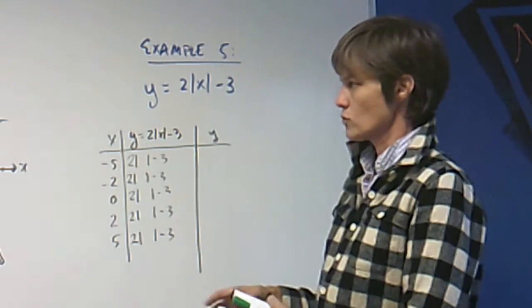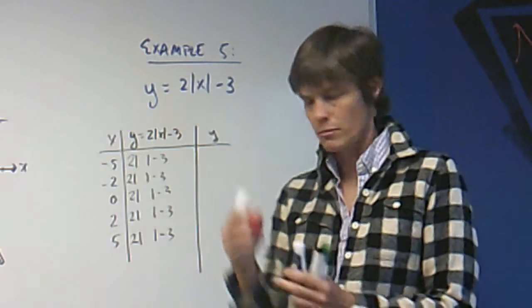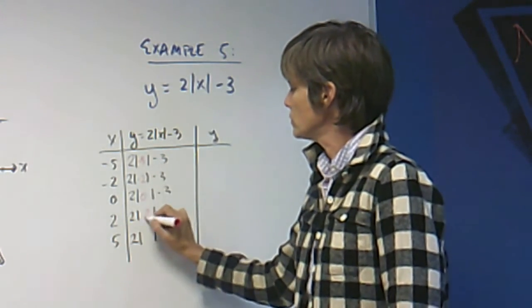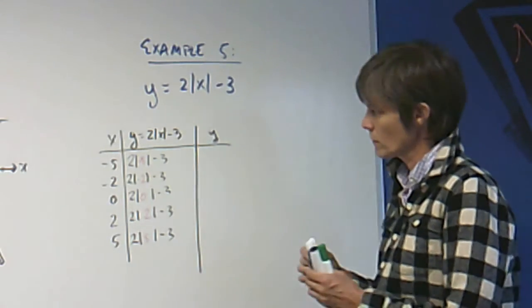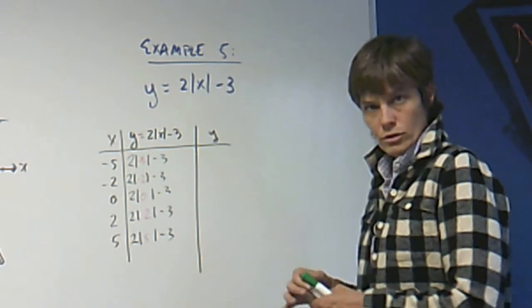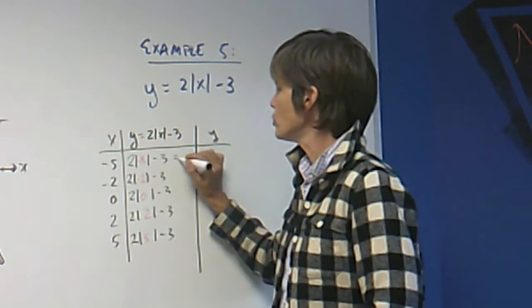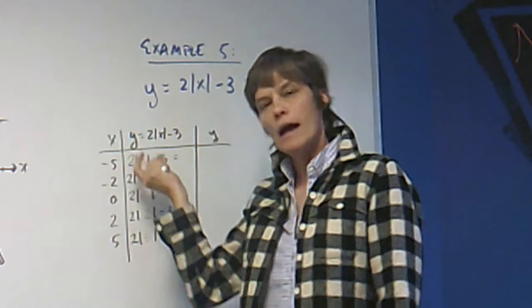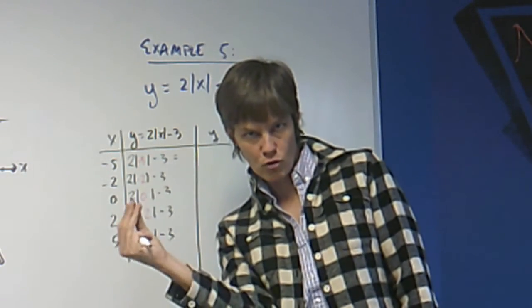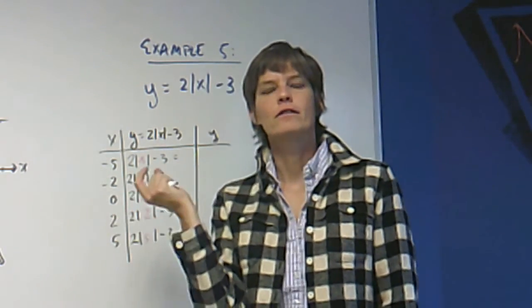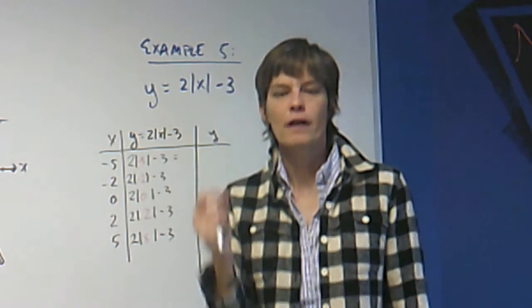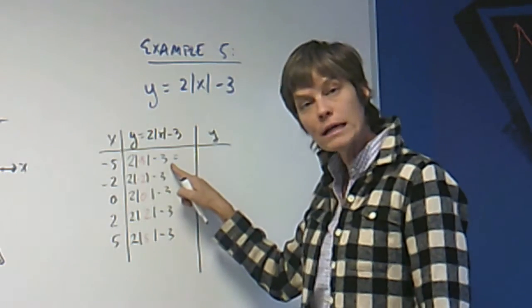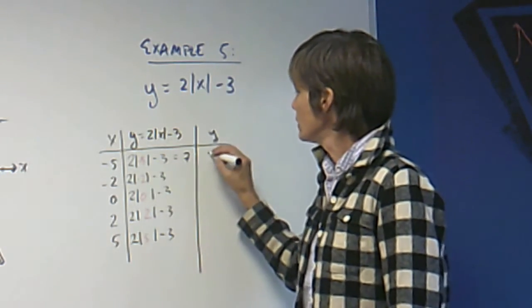Okay, so we'll stick with our color red for the numbers. So we've got negative 5, negative 2, 0, 2, 5. Well, this takes a little more doing. The order of operations, okay, so we've got to be clear on this. We do absolute values first, that's the innermost corridor. Absolute value of negative 5 is 5. 5 times 2 is 10. 10 minus 3 is 7. This answer is 7.